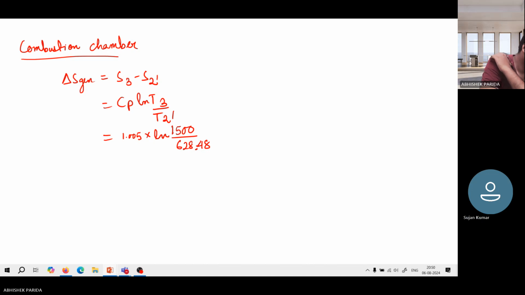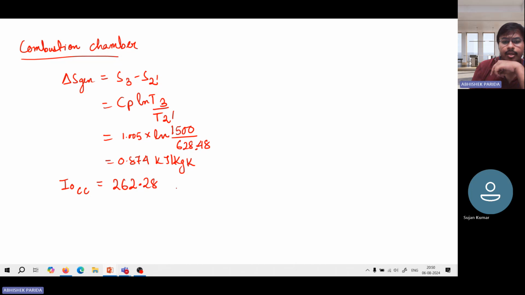0.874 kilojoule per kg Kelvin. What is I naught for the combustion chamber? 262.28. Correct? Are you getting that? Yes, sir. And then comes the turbine.